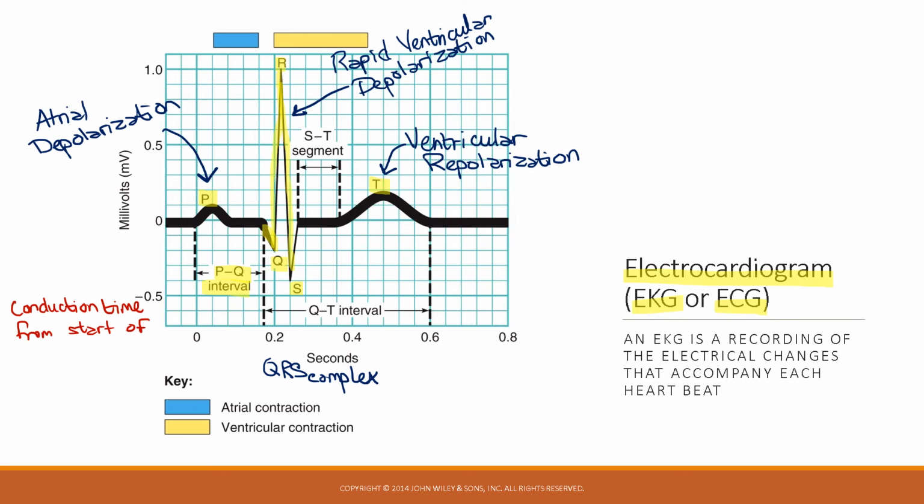So from the start of atrial excitation to the start of ventricular excitation, that's going to be that PQ interval.